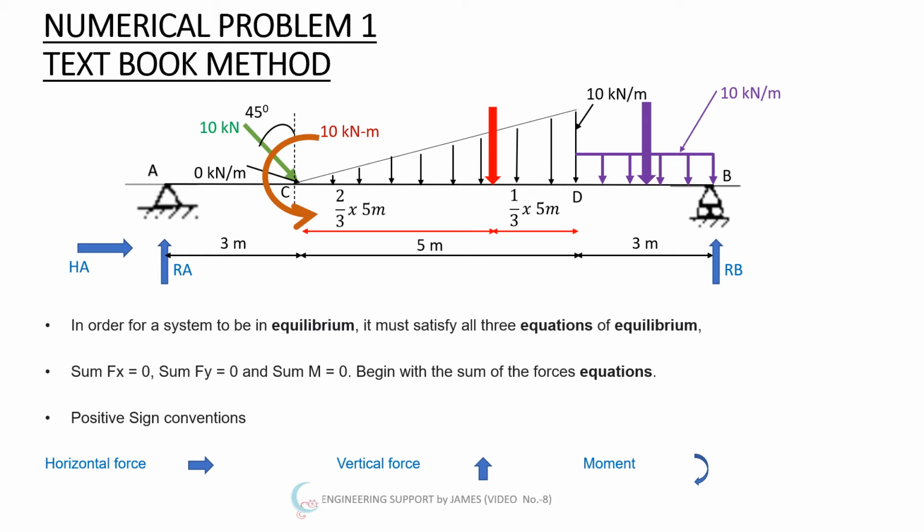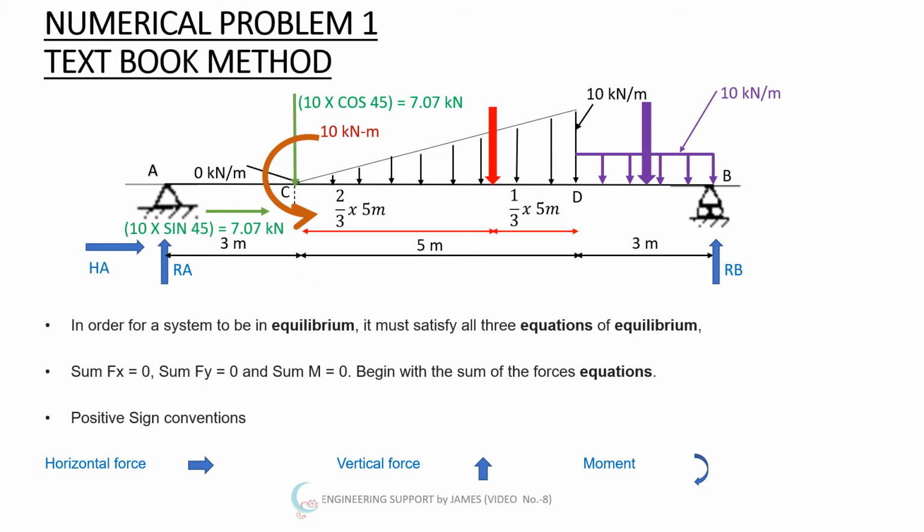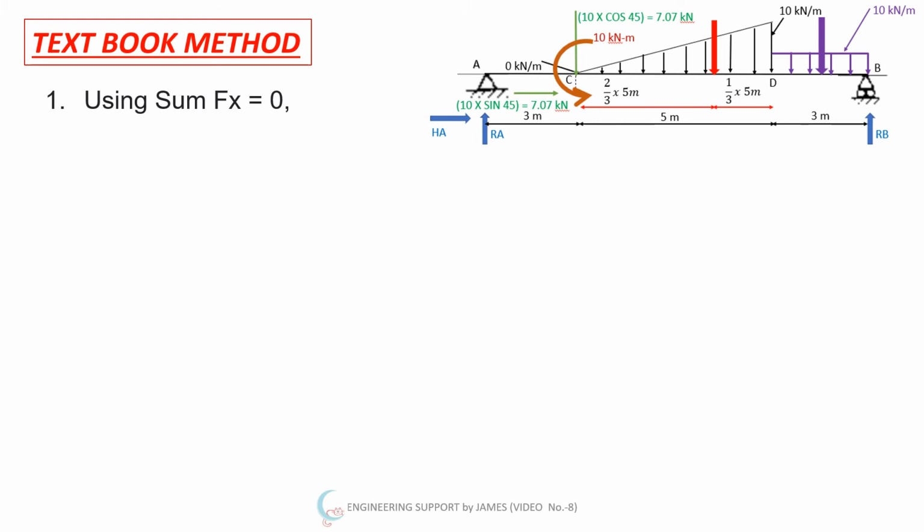So let's begin the problem by resolving the inclined force, that is 10 kilonewton. That is 10 kilonewton multiplied by cos 45, which is equal to 7.07. Then we will resolve the horizontal force from left to right, that is 10 multiplied by sine 45, and it will give the value of 7.07 kilonewton. So next, we will consider only these forces, as the inclined force has been converted into the vertical and horizontal force. So let us start the problem using the textbook method.